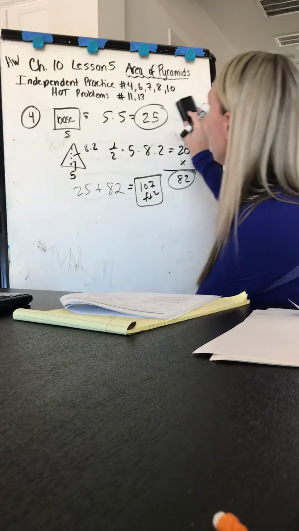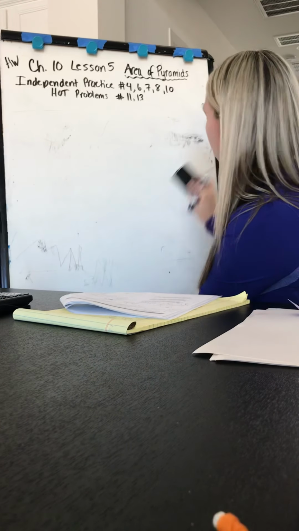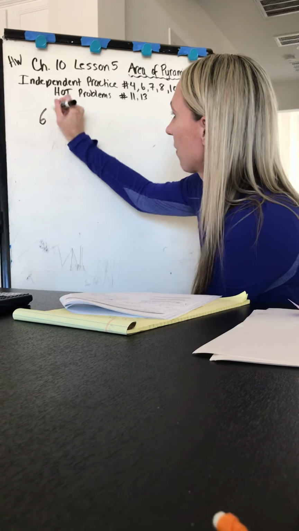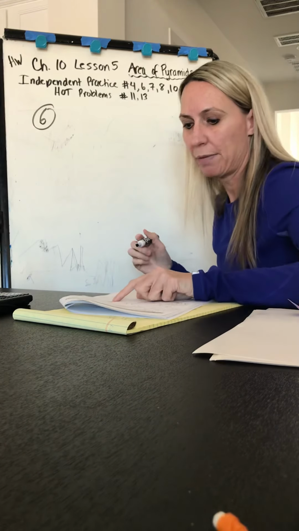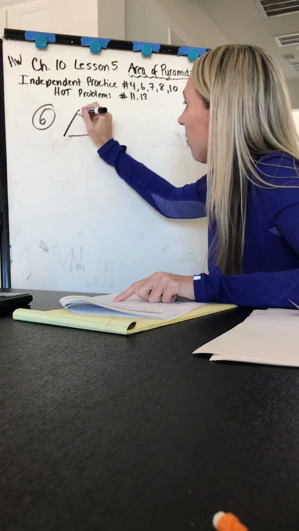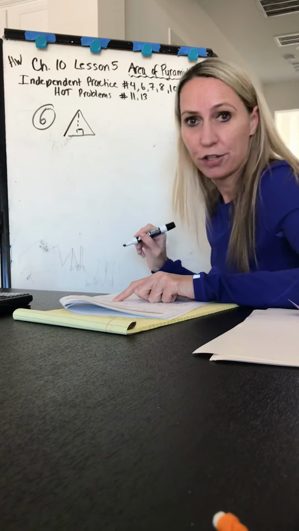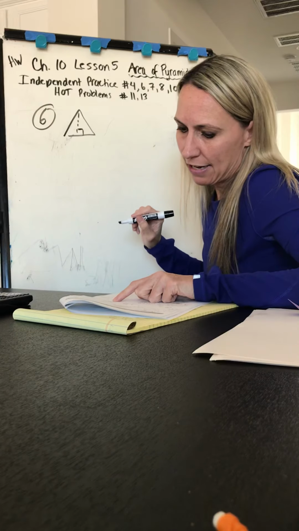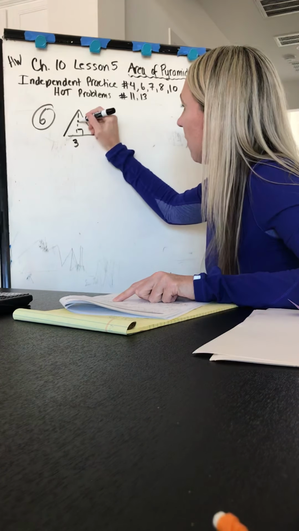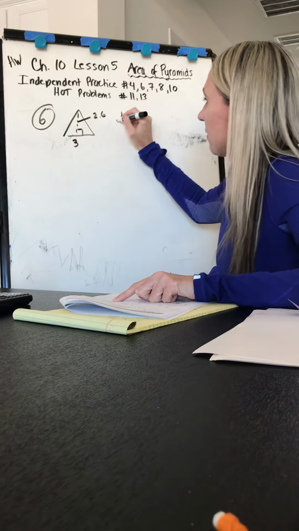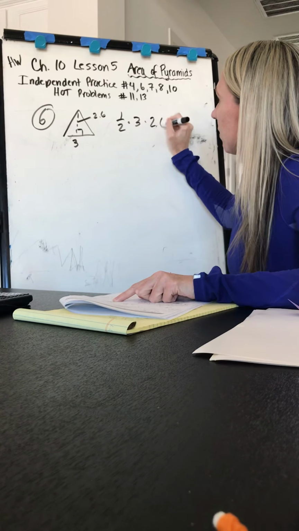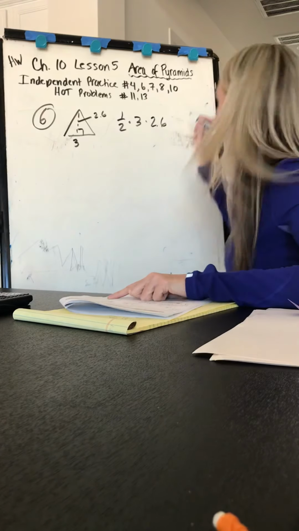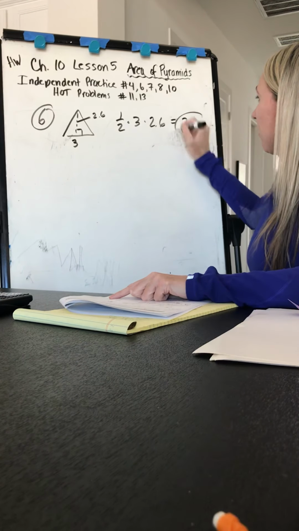Now number 6, if we look at that shape, 6 is a pyramid because it comes to a point, and we look at the bottom, and it is a triangle. So this is a triangular pyramid, and this is 3, and this is 2.6. So we're going to have 1/2 times base times height, and we get 3.9. That's our base area.